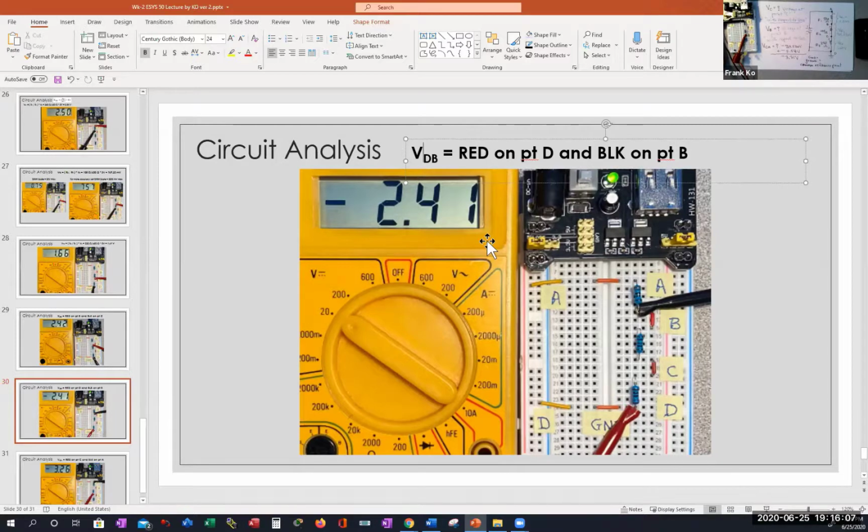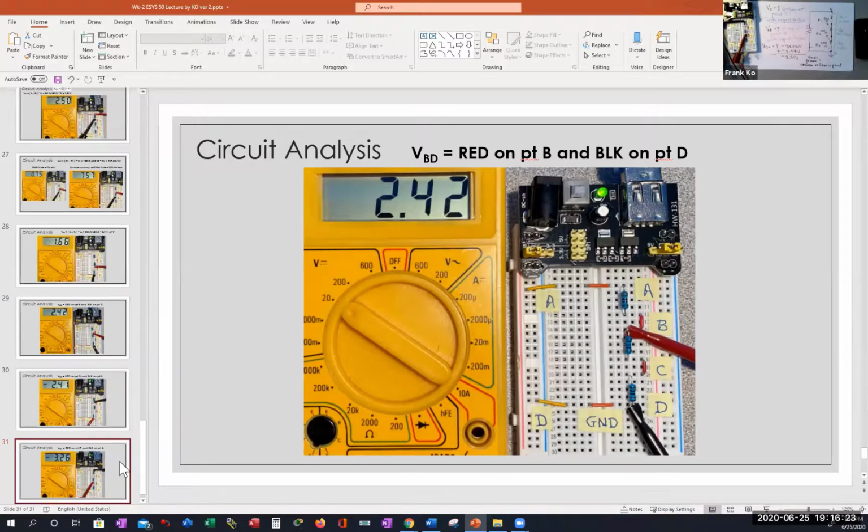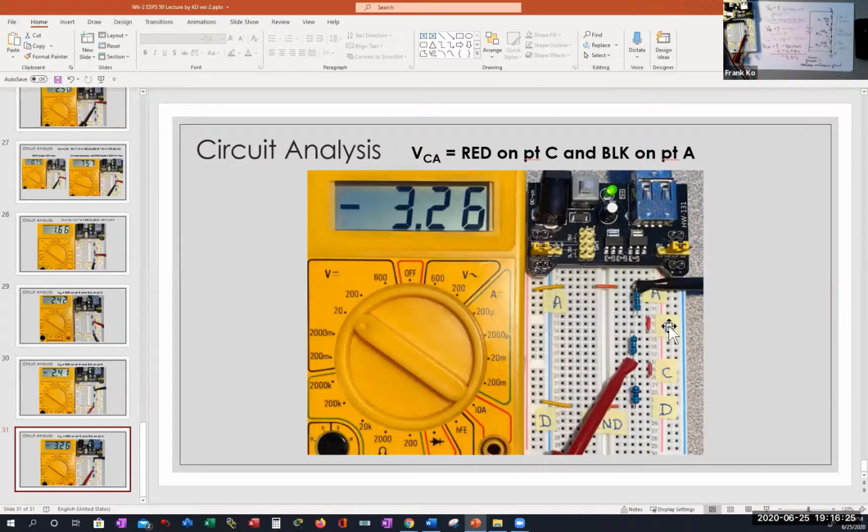This will be a negative 2.41 as opposed to the previous. Flip the probes around, B to D instead of D to B, I have a positive 2.40-something volts. And if we do what we just measured together, my friends, from C to A, red probe on C, black probe on A, negative 3.26 volts.